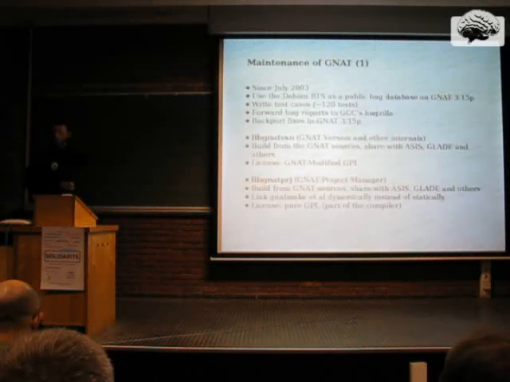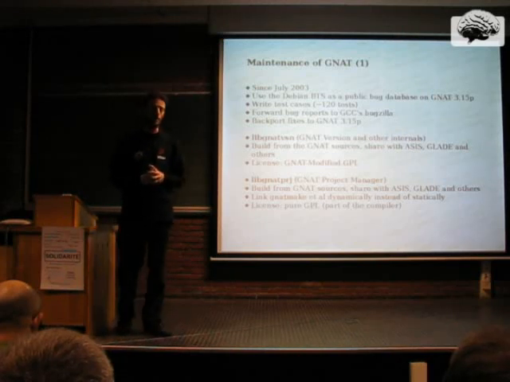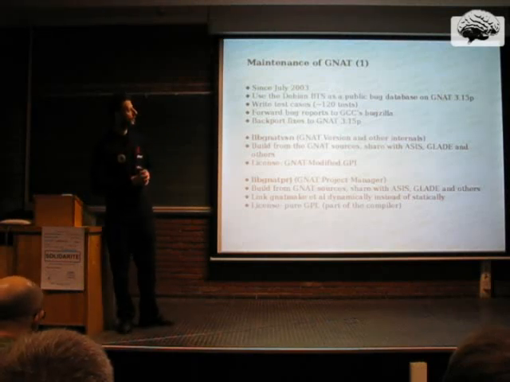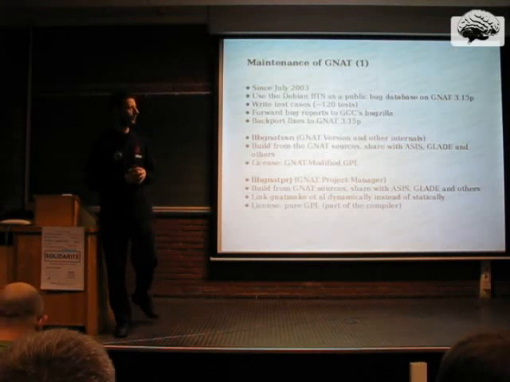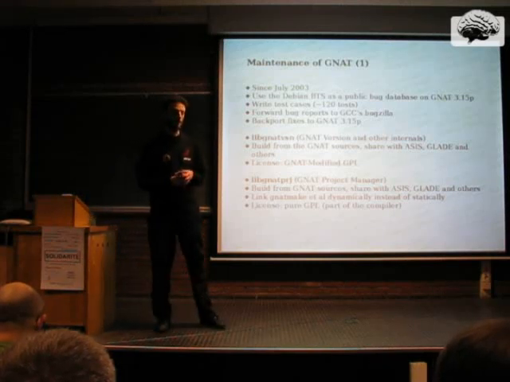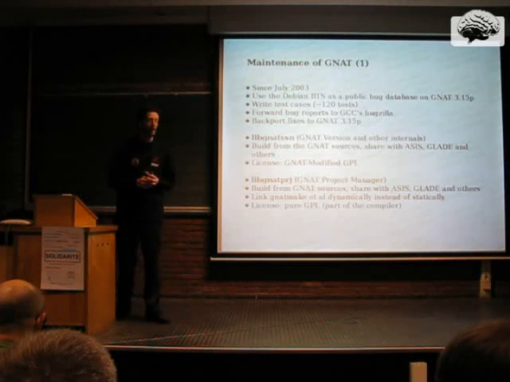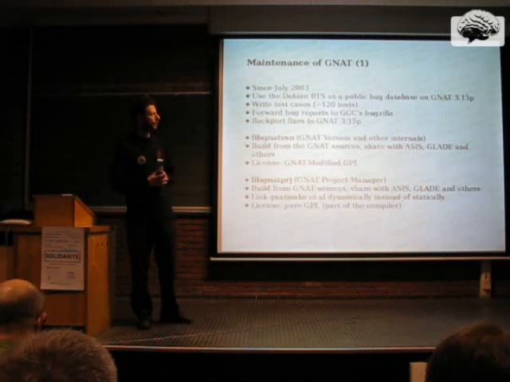So, a little history of what I did since I started maintaining GCC or GNAT in Debian. The first thing I did was I packaged the then current version of GNAT, which was 3.15, which was based on an even older version of GCC at the time, the 2.8.1. It was possible to download the sources to the compiler, but there was no public bug database. So I decided to use the Debian bug tracking system as the public bug database for them, because there was no upstream bug database.